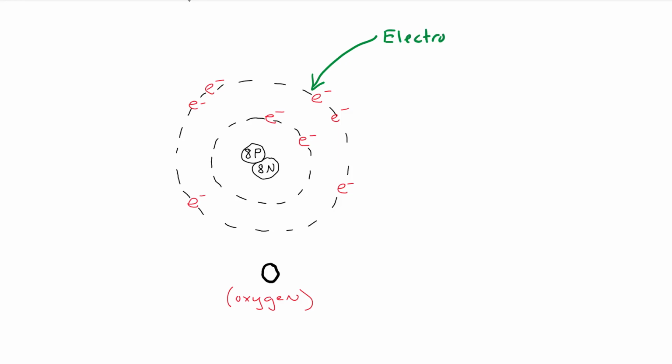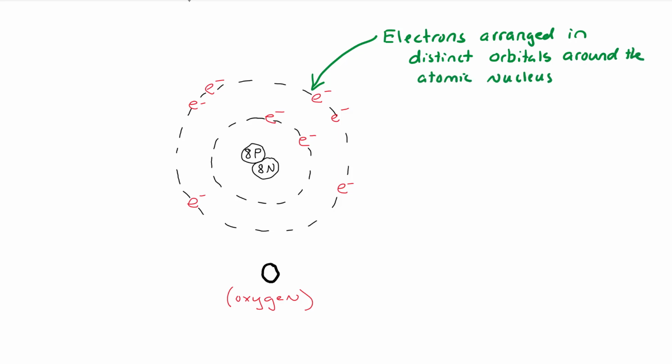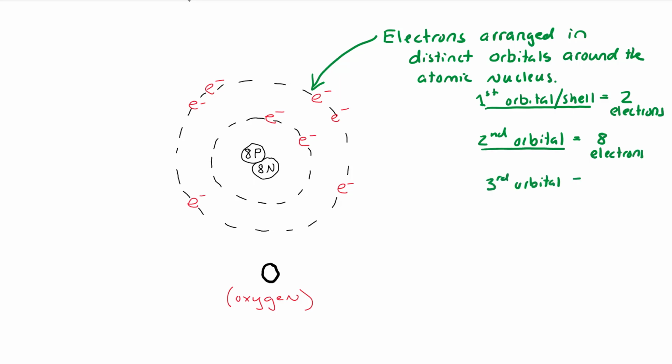Looking at the electrons, remember we said they were in distinct orbits around the nucleus? Well, those orbits really can only hold a certain number of electrons. The first orbital, or shell, only holds about 2 electrons. Only 2 electrons. The second orbital holds 8 electrons. The third one holds 18, and so on.